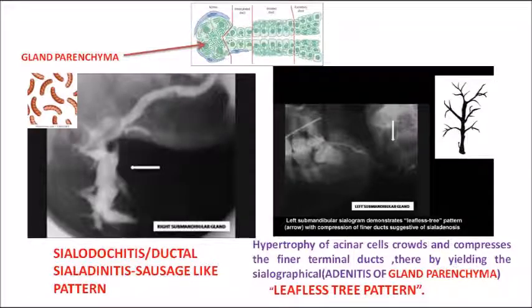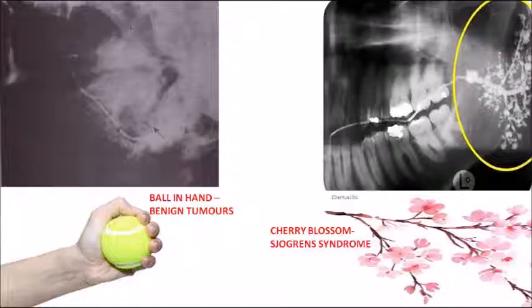So this is the difference between sialodochitis and sialadenosis. Sialodochitis is the inflammation of the duct. In case of sialadenosis, it is the inflammation of the gland parenchyma, that is, the serous or mucous acini part is only inflamed. So what is the appearance in case of benign tumors? When we do a sialography and 1 ml of the dye is injected, the appearance is ball in hand appearance.